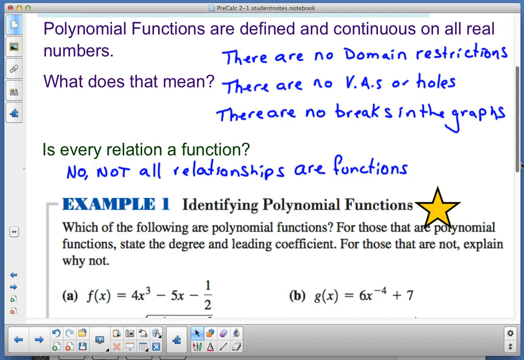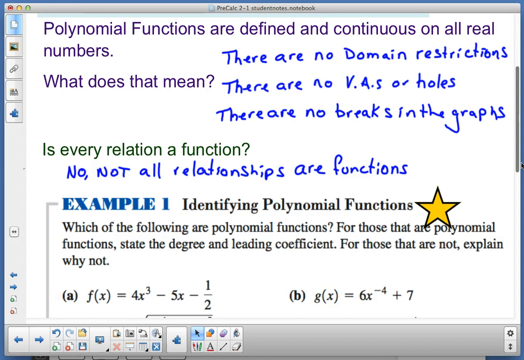Okay, so now we have to think about what makes a function, and we know the vertical line test. We know if a function's inverse is a function, then we have a one-to-one function because it passes the vertical and horizontal line test. Which of the following are polynomial functions here?